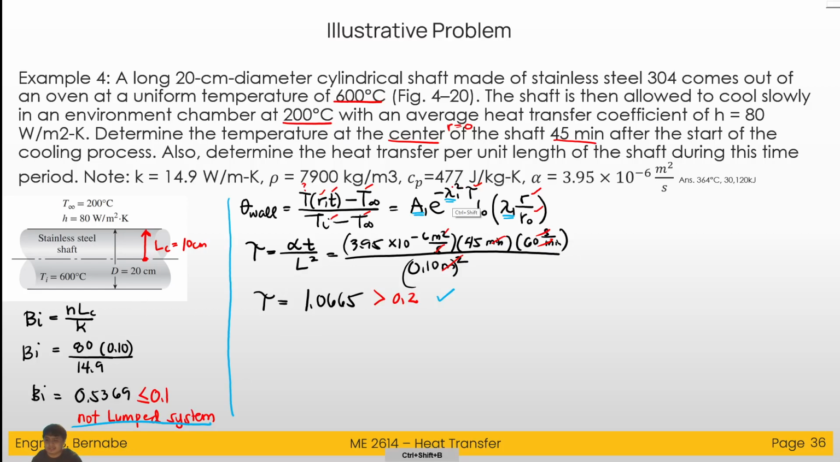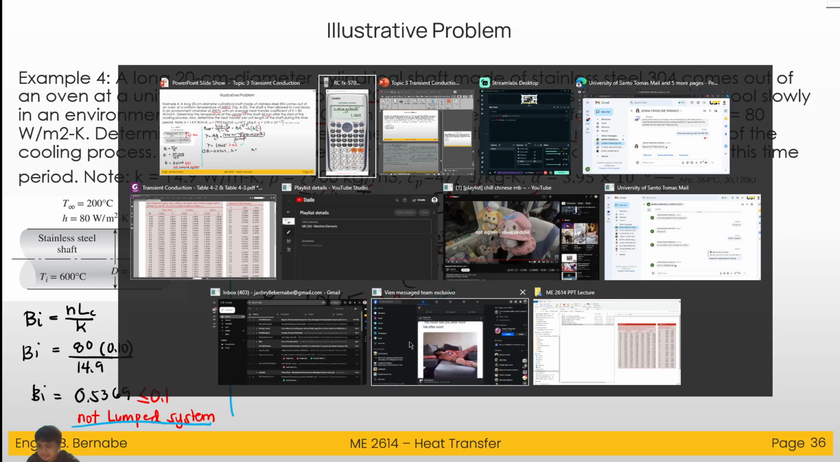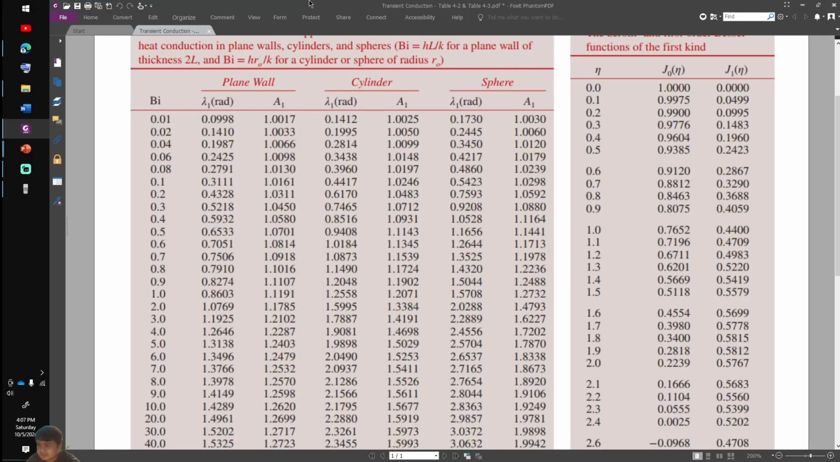We need to find the eigenvalue and the coefficient. So the Biot number is 0.5369. So at this value, we need to find the lambda, the eigenvalue, and also the coefficient. So we can use again the table. You can see my playlist here. Where is the PDF? So you have 0.5369. So in between these two, and since we have a cylinder, this should be used.